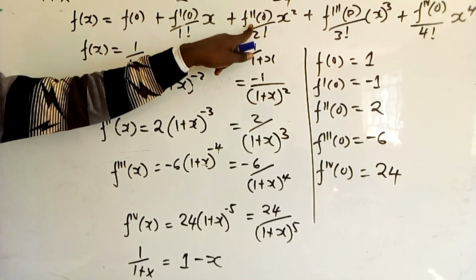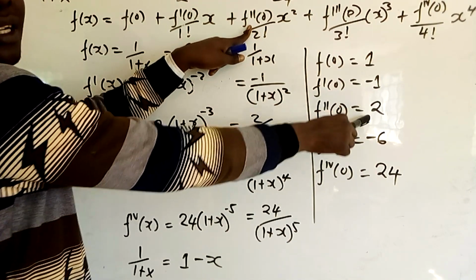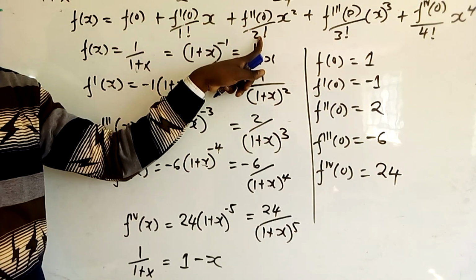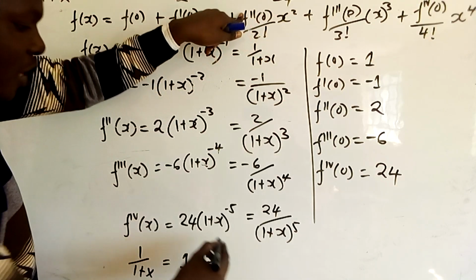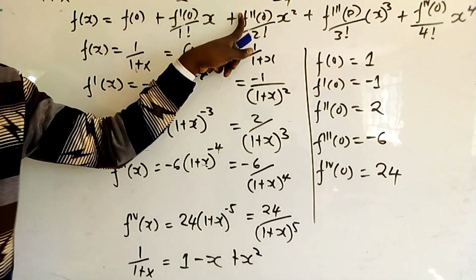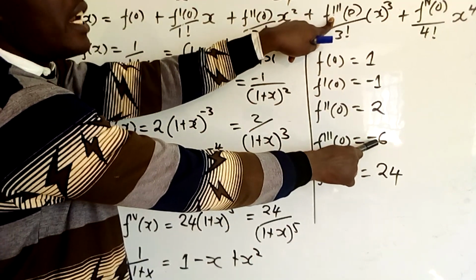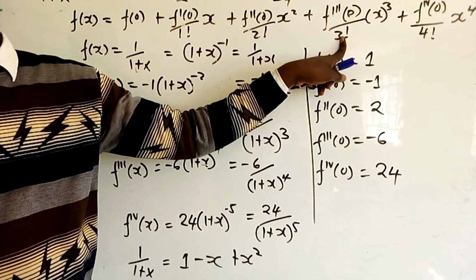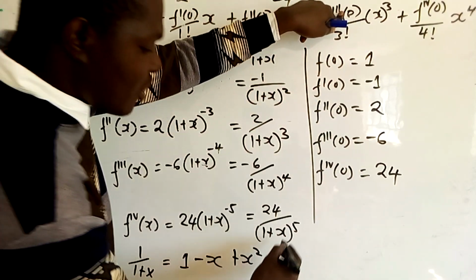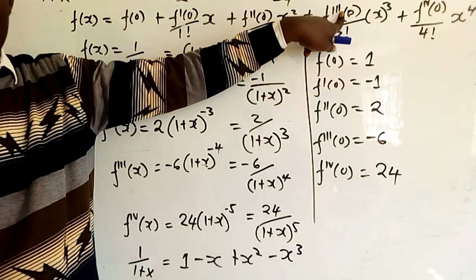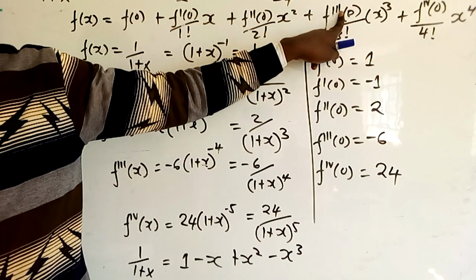You move to this term. F double prime of 0 you found to be 2, isn't it? Are we together? So 2 divided by 2 factorial is 1, because 2 factorial is also 2, isn't it? So that is 1 times x squared. There you remain with positive x squared. You are done with this term, isn't it? Move to this term, f triple prime of 0 you found to be negative 6. Negative 6 divided by 3 factorial, you get negative 1, because 3 factorial is 6, isn't it? So negative 1 times x cubed, you get negative x cubed. Are we together?